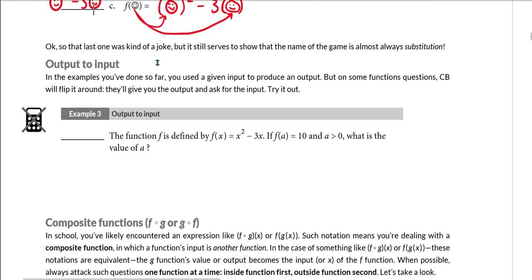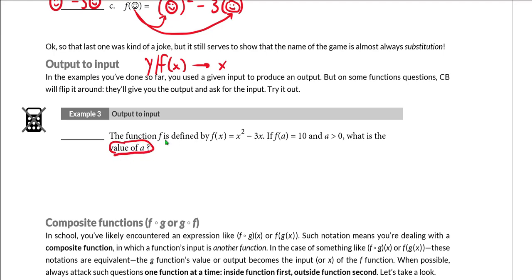Another way that College Board may go, sort of the reverse way, is they may give you a y or f of x value, and they may require you to determine what input value produced that output value. Not all that complicated here. All that's happening again is we already have our output value and we have to work backwards to get our input value. So in example 3, you might want to pause the video and do it on your own. For most of you, this should not be too complicated.